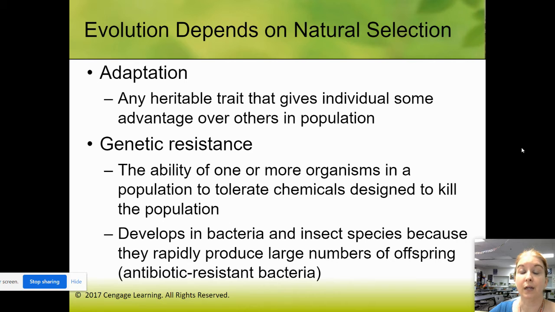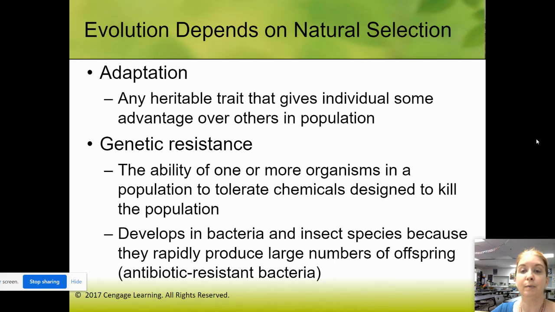Especially with, say, bacteria. This is the ability of one or more organisms in a population to tolerate chemicals designed to kill the population. So let's say we had 1,000 bacteria and we took an antibiotic and it wiped out all but 2. But those 2 bacteria had a genetic mutation that allowed them to not be killed by that antibiotic. Pretty good one. So they survive, they reproduce, they pass that trait on to their offspring, and that is why we get antibiotic-resistant bacteria.